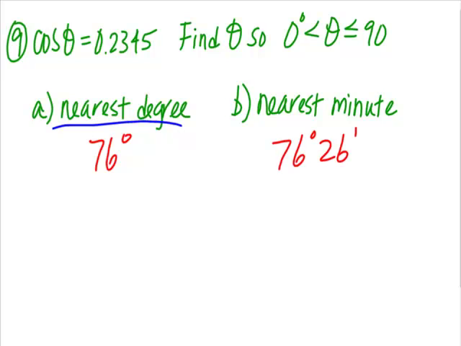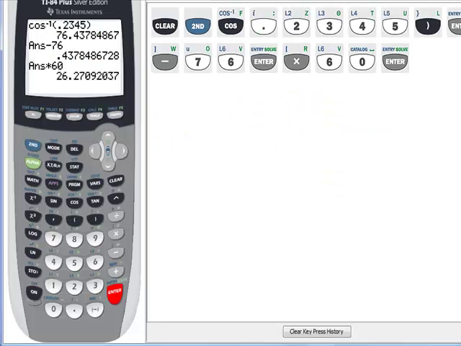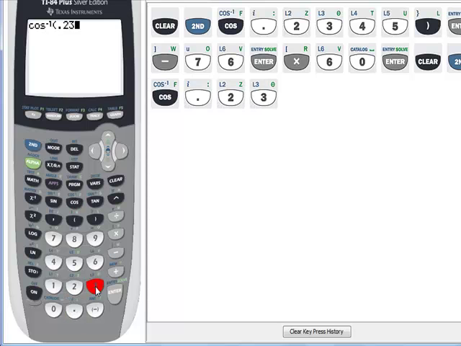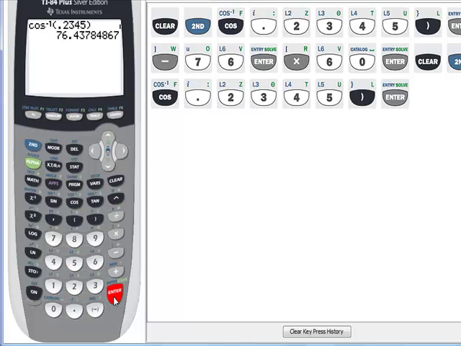And you'll notice, remember there's 60 minutes in a degree, that the reason it didn't round up is because this is less than 30. Now the other thing that we learned, if I come back here again, I'm going to hit clear and I'll just go through this process again. I'm going to hit second cos, I'm going to type in 0.2345 and I'm going to hit enter.